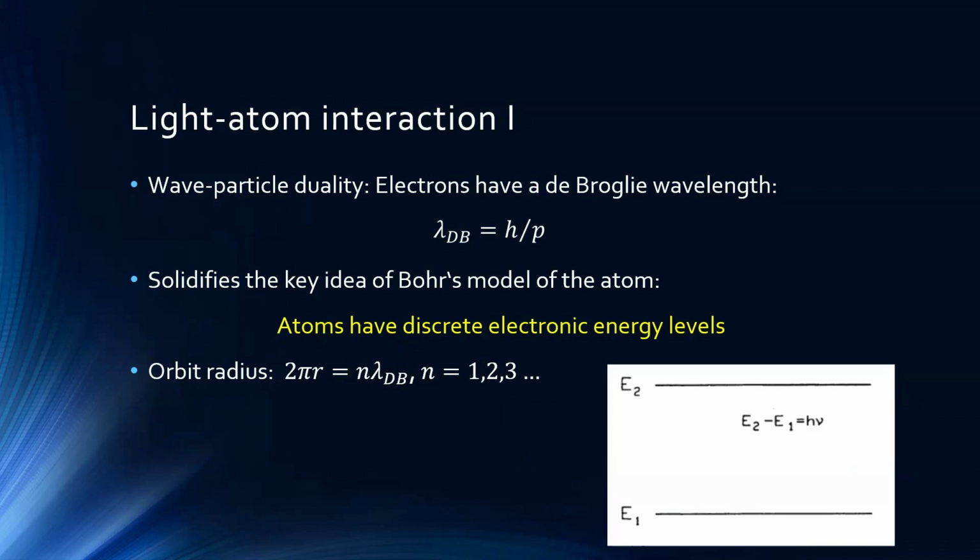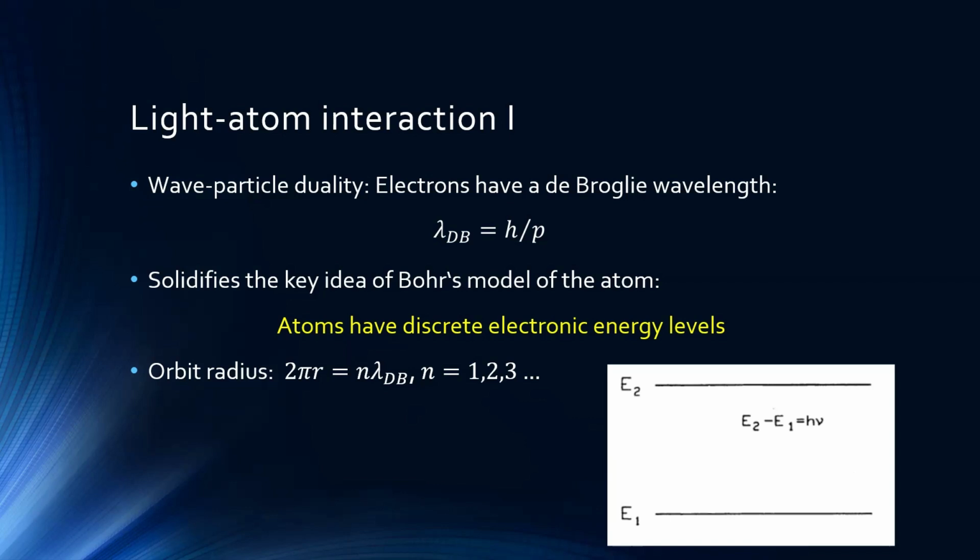Yeah, the key point is you can express quantum particles both in terms of a wave as well as in terms of a particle. And that also counts for electrons. So we assign those electrons a characteristic wavelength that we call the de Broglie wavelength. And this solidifies the key idea of Bohr's atom model.